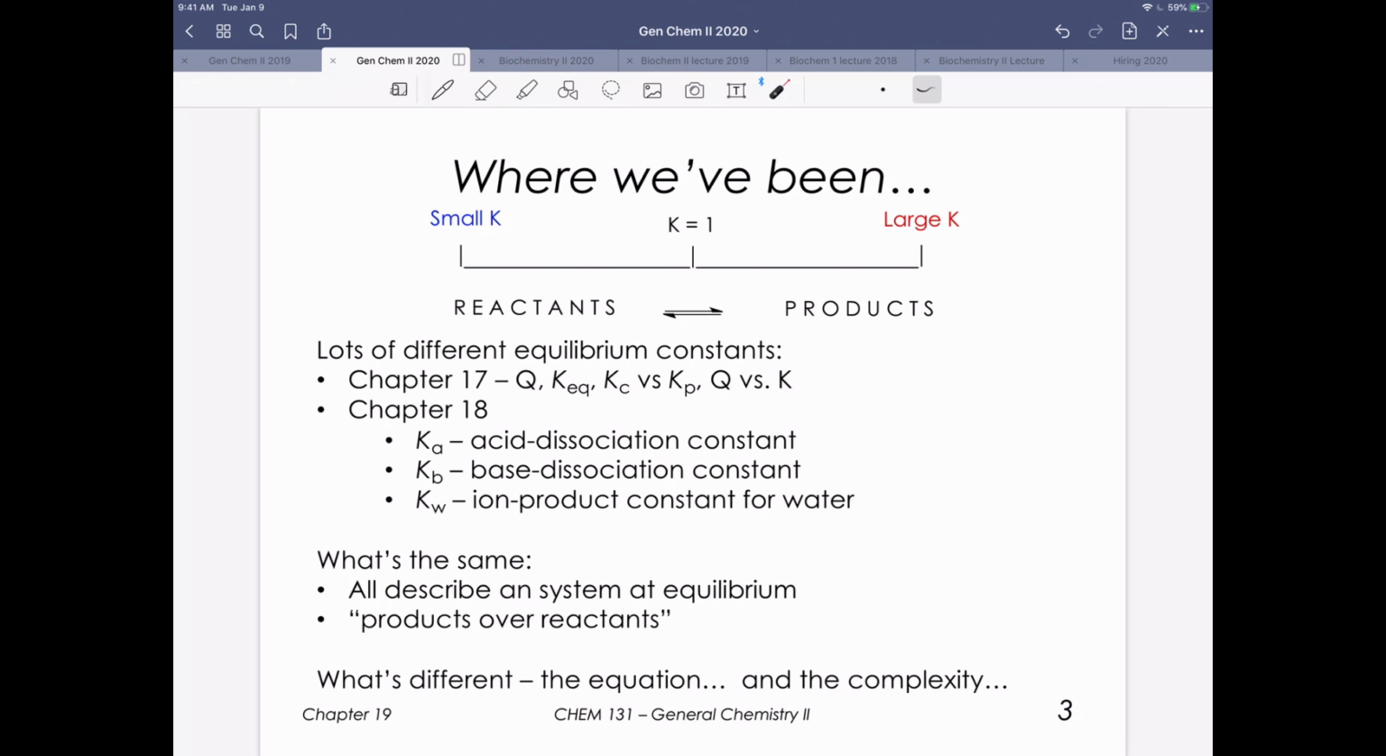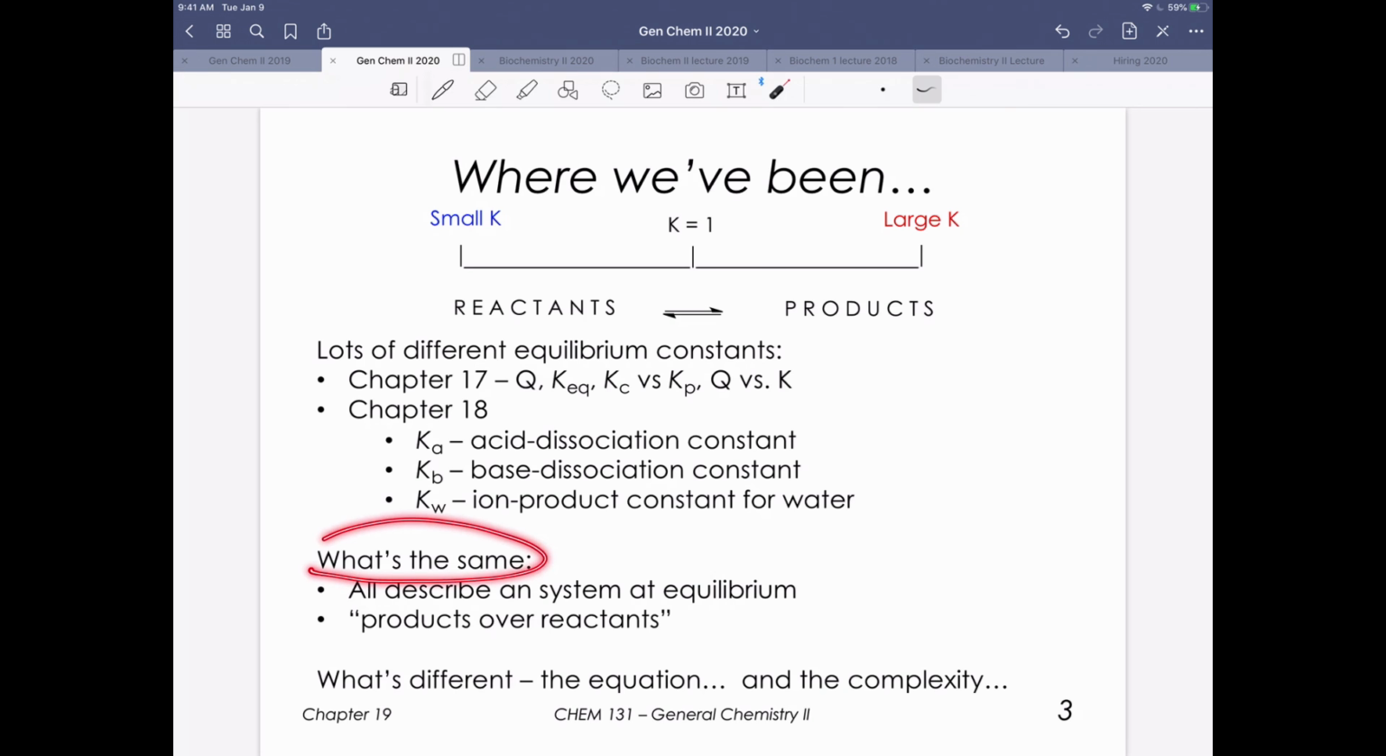So again, just a reminder of where we've been as we move into our third chapter here in Chapter 19 on equilibria. We introduced equilibria in Chapter 17, and that's when we first learned about Ks, and we learned about an equilibrium constant, Kc and Kp, the concepts of Q versus K. And then in Chapter 18, we had our first specific application of equilibria, talking about acids and bases. So we learned about Kas, Kbs, and then Kw as the specific equilibrium constant for water dissociation.